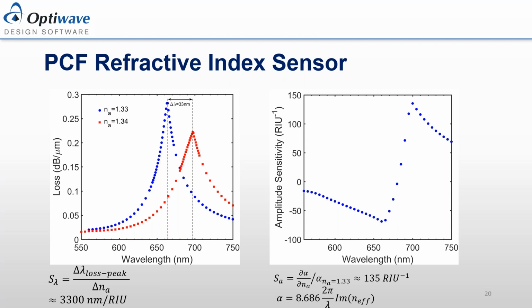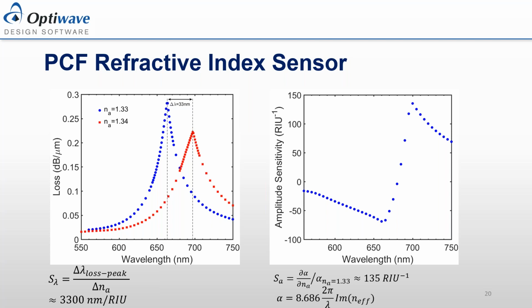As the effective index changes, we see the loss peak change from 664 to roughly 700 nanometers due to a refractive index change in the analyte of 0.01. This causes a total redshift of 33 nanometers, and based on the sensitivity calculation, it gives us a sensitivity of 3,300 nanometers per refractive index unit.